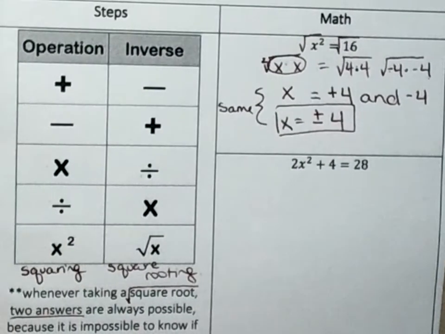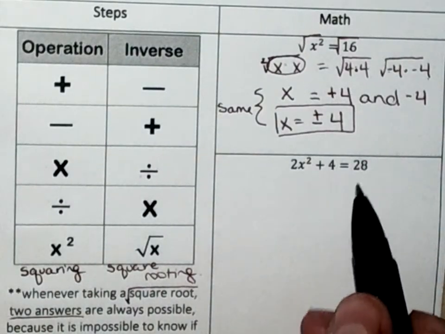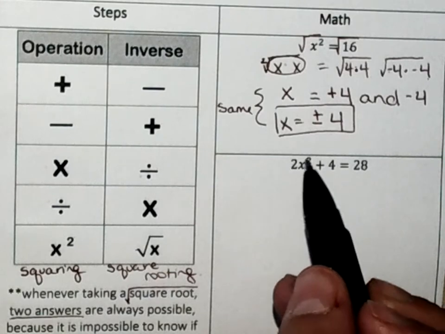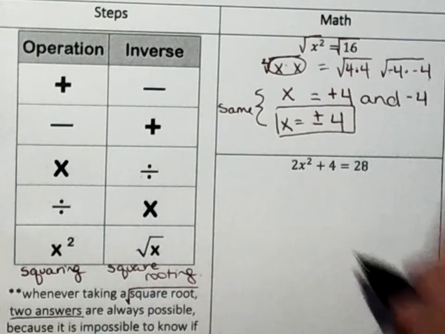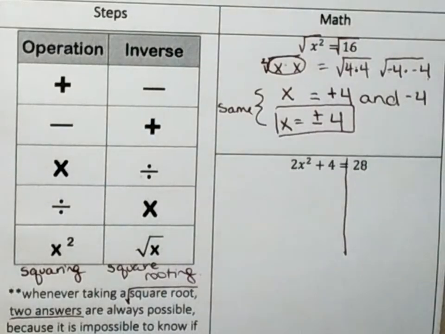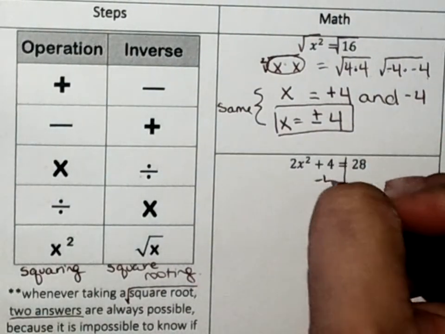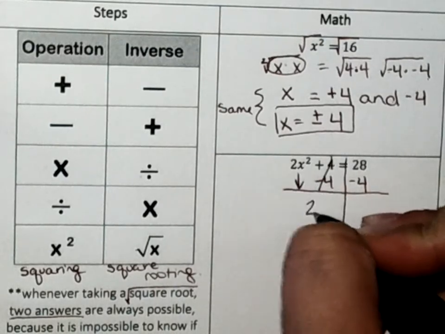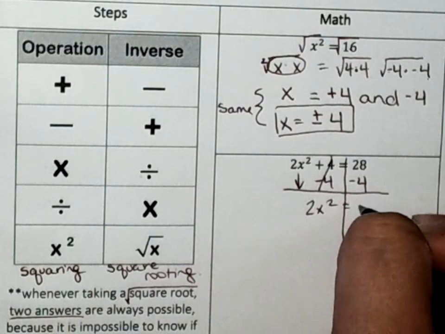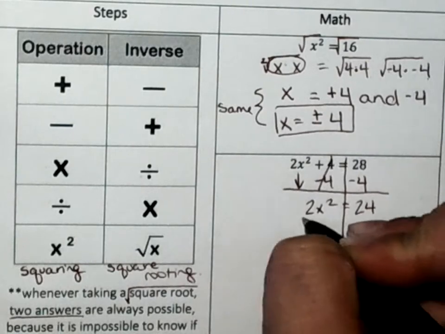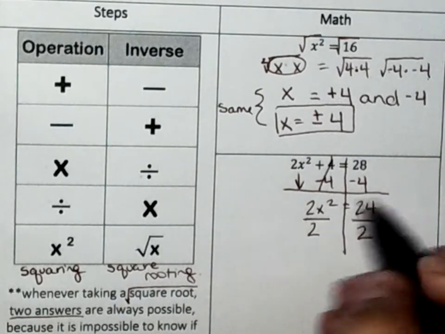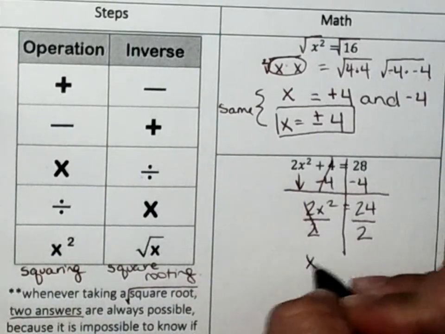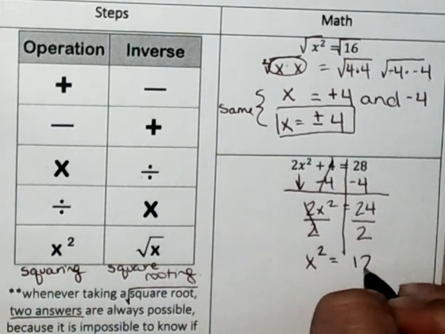We're now going to add a few more steps to our problem. So now we have a plus, we have a multiplication, and we have a square. So I know that I'm going to have to use a few inverse operations. My first step is to subtract 4 and bring down 2x squared. 28 minus 4 is 24. I divide by 2 because the opposite of multiplication is division. This gives me x squared equals 12.